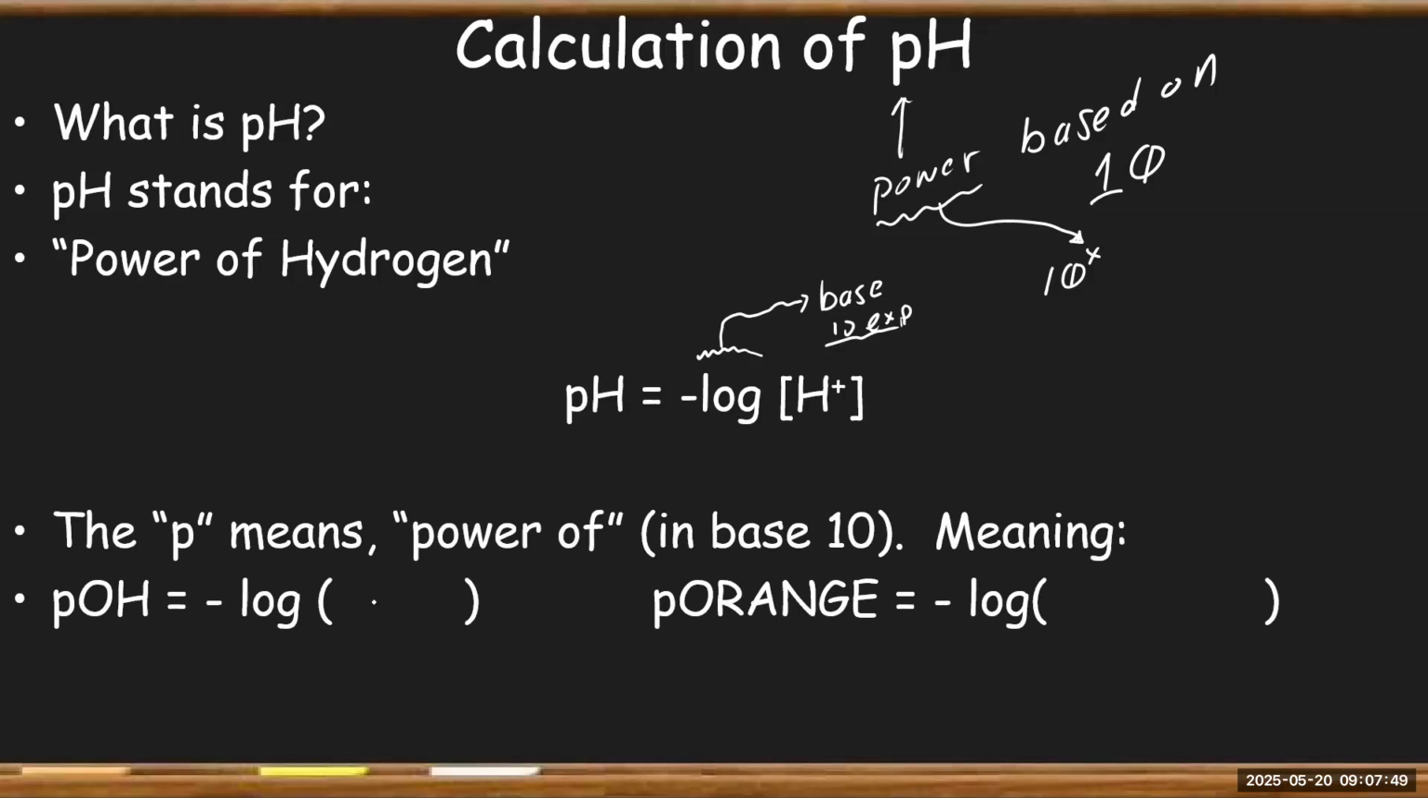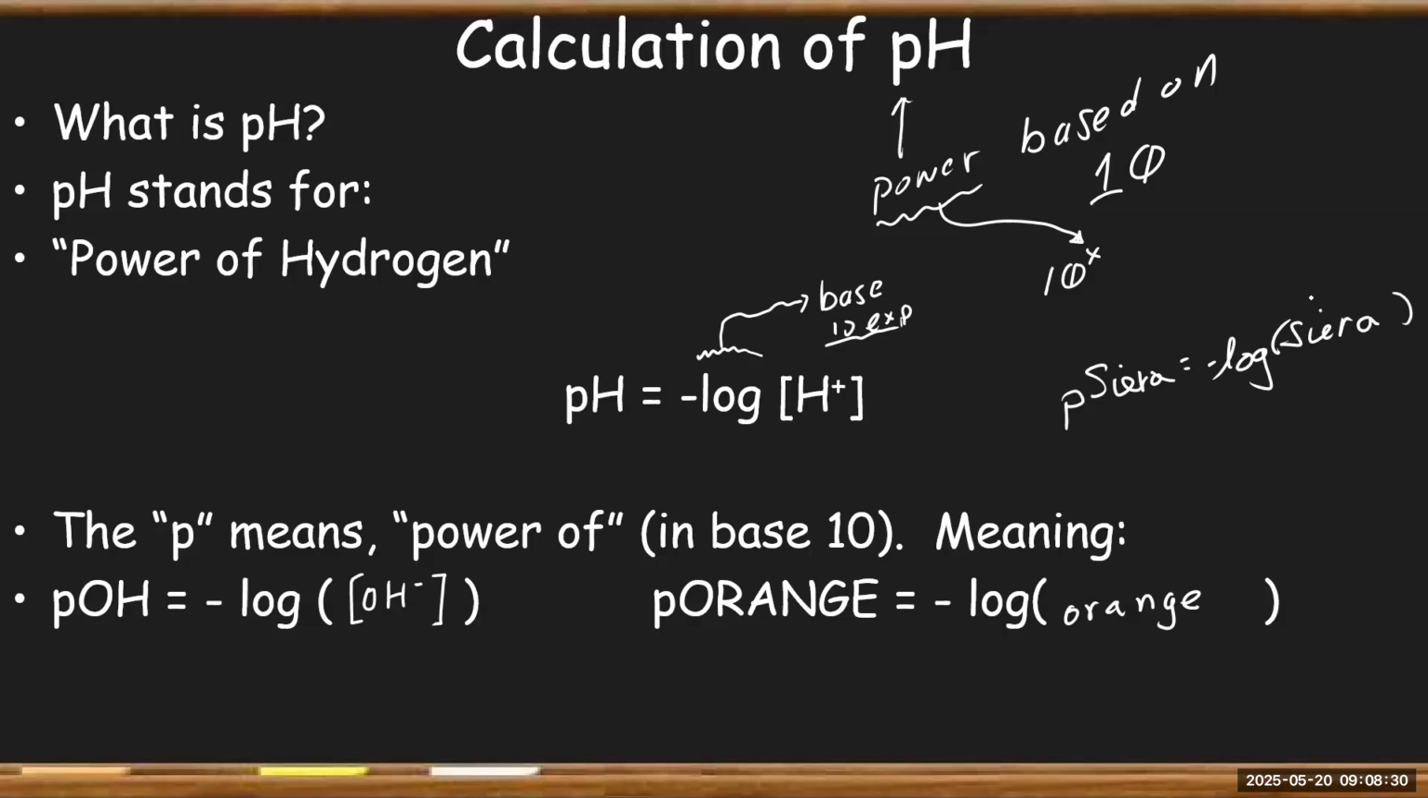pOH would be the negative log of hydroxide ion concentration, right? If I gave you P orange, that means you take the negative log of orange. Do not overthink this. If I say P Sierra, what does that mean? You take the negative log of Sierra. Mr. Kim, how do you take the negative log of a Sierra? I have no idea, but that's how you would write it.